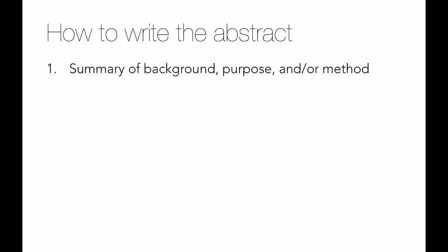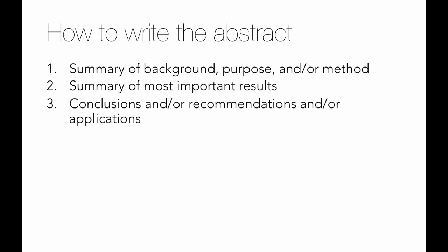All right, next let's talk about abstracts. The abstract is a short summary of your research paper so that people who might want to read it can decide whether it's worth reading. So it needs to be short but clear, and you should contain these things. First, a summary of the background, the purpose, and maybe the method. Okay. Next, a summary of the most important result. And then finally, a summary of what is useful or important about it, like applications, for example.